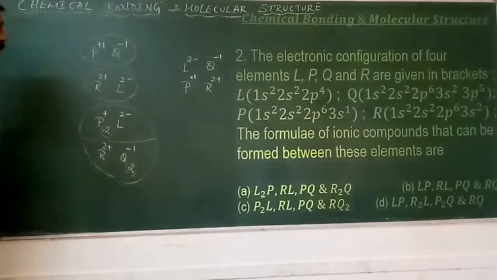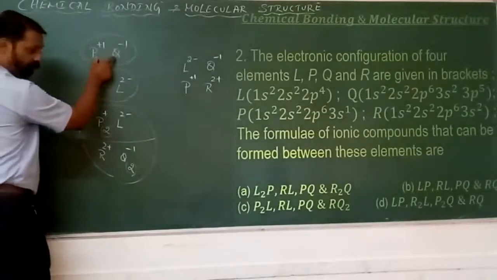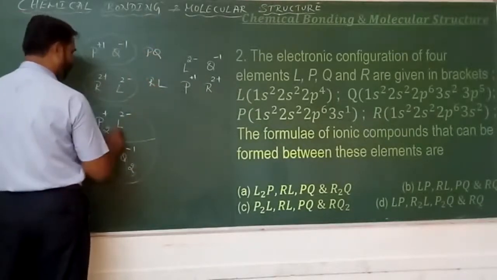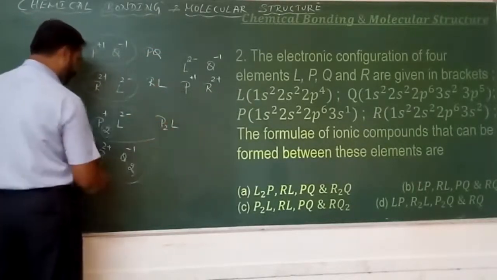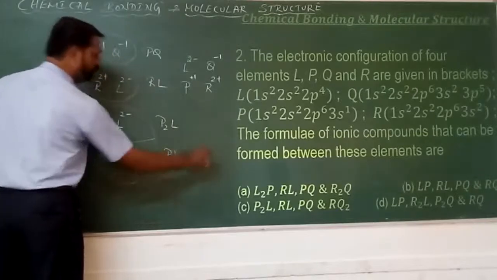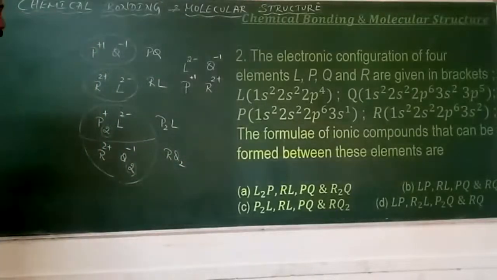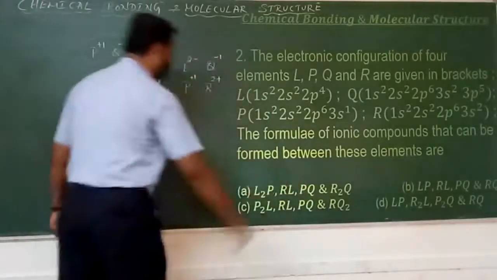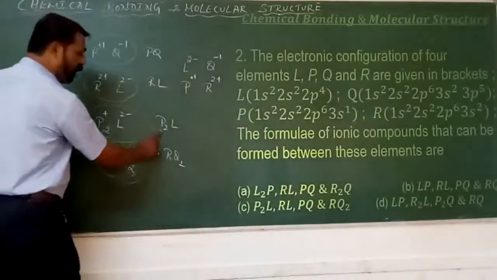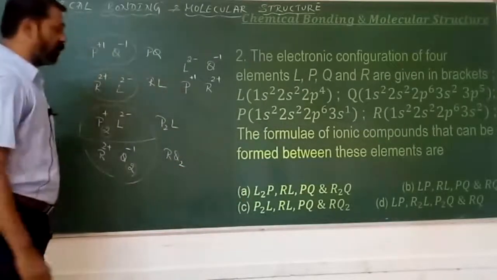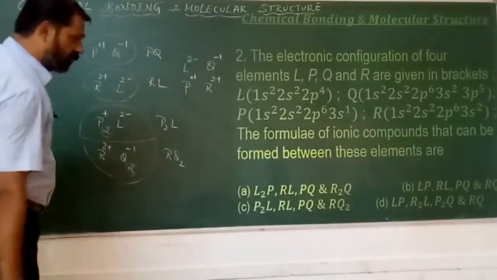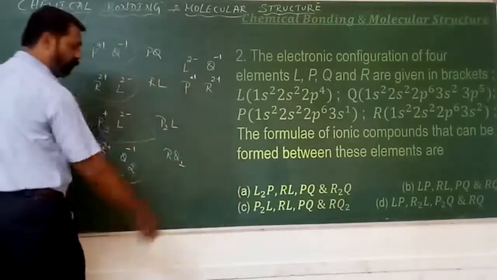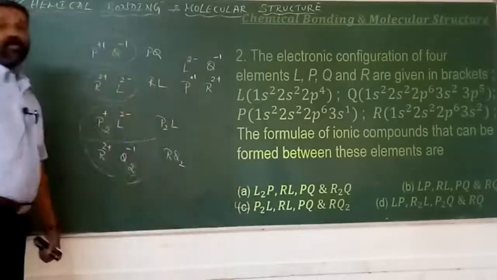Therefore, what are the products here? One is PQ. Here it is P2L. Here it is RQ2. So observe the options here. PQ, RL is there. Next, L2P. Then this first one is not possible here. Second one, P, is also not possible here. It is P2L that is there here. Then RQ2. Therefore, the option with respect to this one is C.